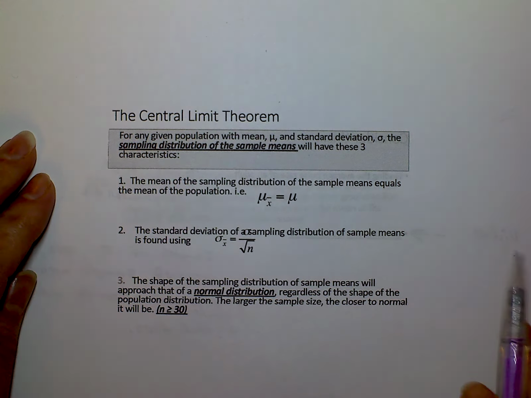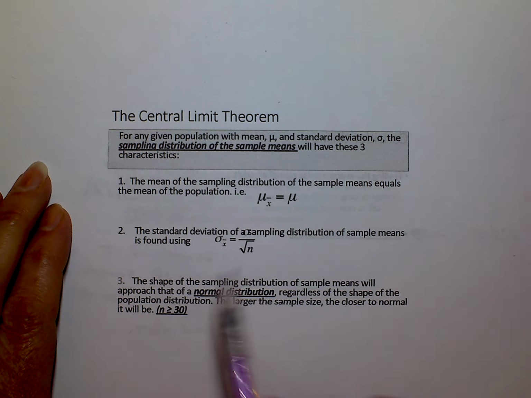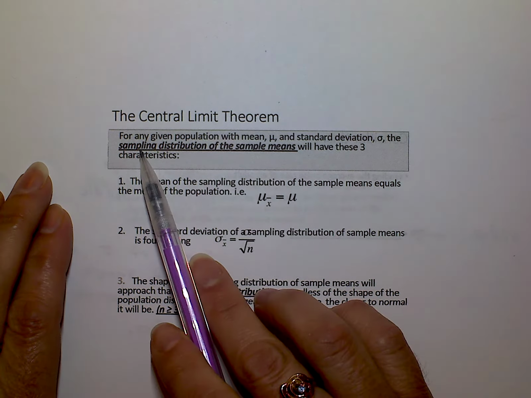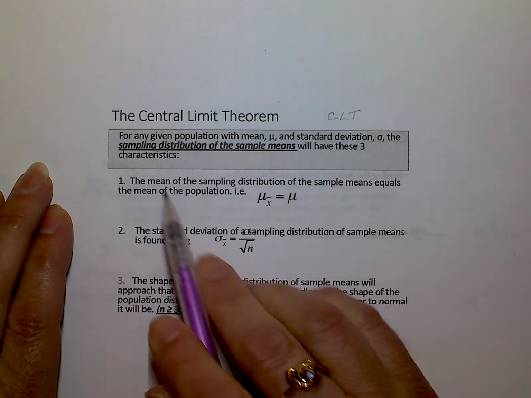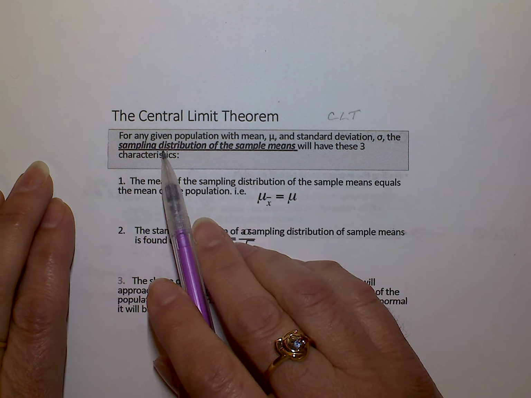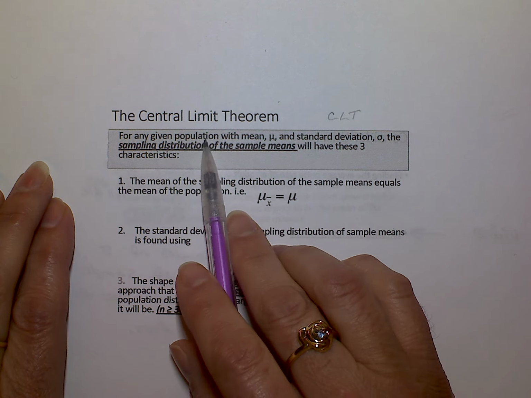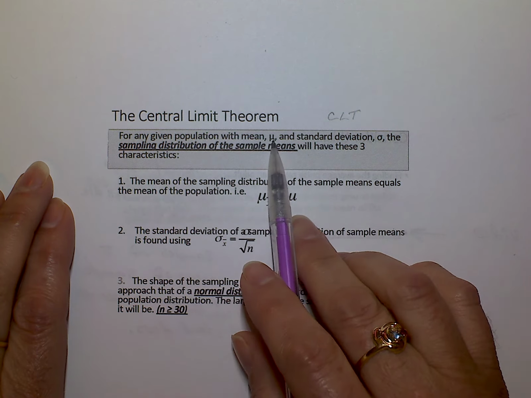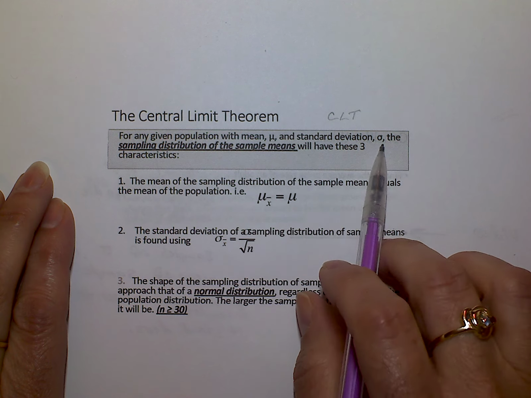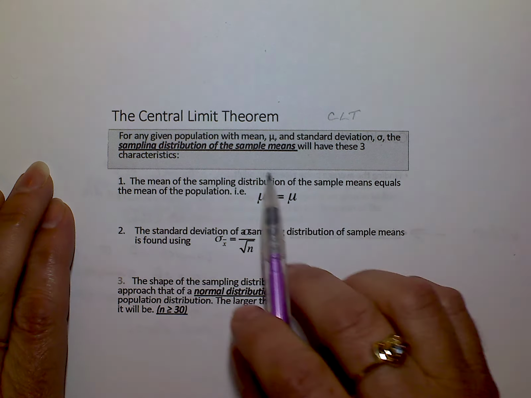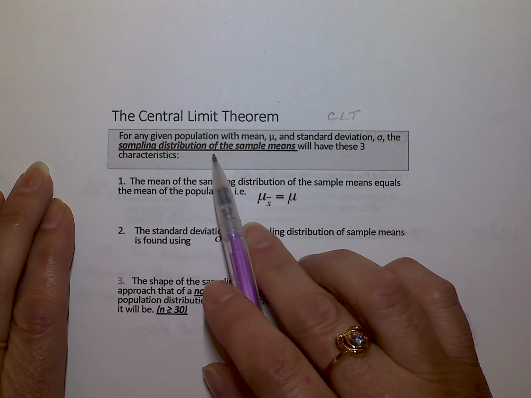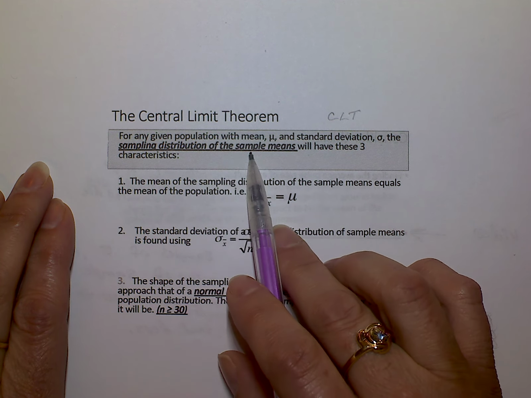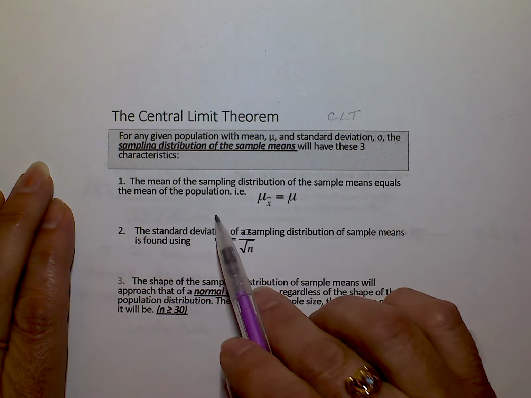There's a lot of parts here that we need to go through. So the central limit theorem, and we're just going to call it the CLT. So when you see the CLT here in a minute, that's what that means. It means if I have a population, the mean is mu, the standard deviation is sigma. So any population, okay, the sampling distribution of the sample means has these three characteristics.